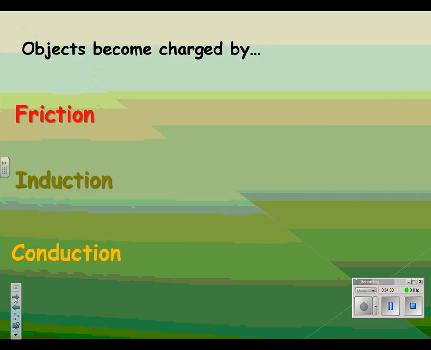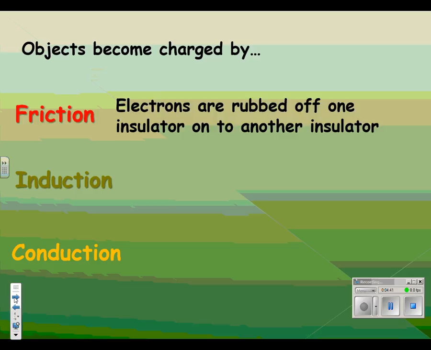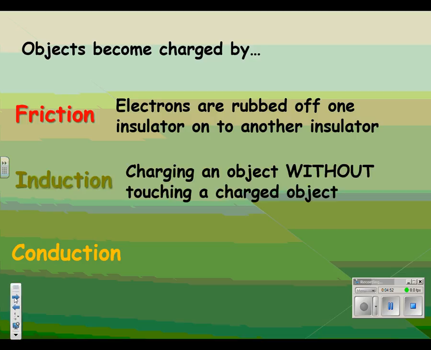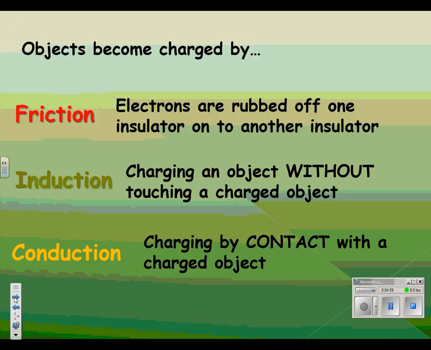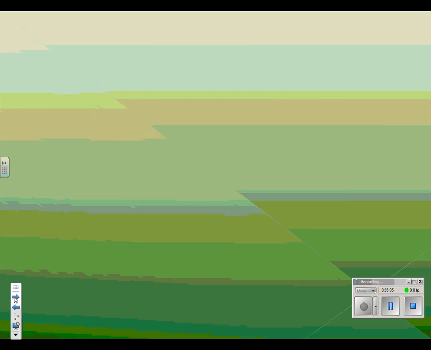Objects can become charged in 3 ways, and we talked about these as friction, where the electrons are rubbed off. Remembering that with electrostatics, the only thing that gets to move are the electrons. Protons are stuck in the middle of the nucleus. And then induction is when you charge an object without actually touching it. You just get it near another charged object. And then conduction is charging by actual contact. You're going to touch a charged object to another object and charge it.